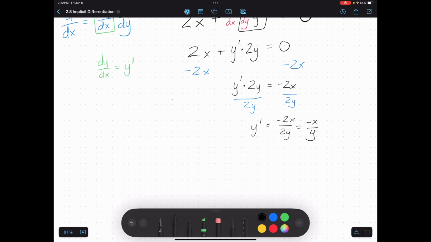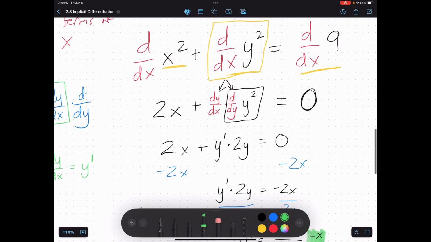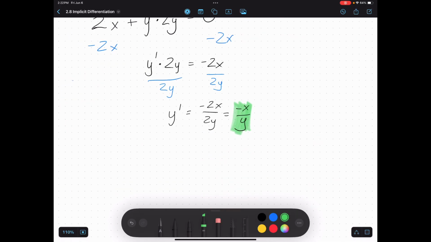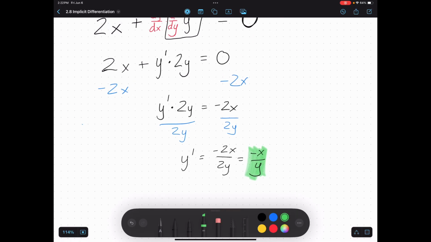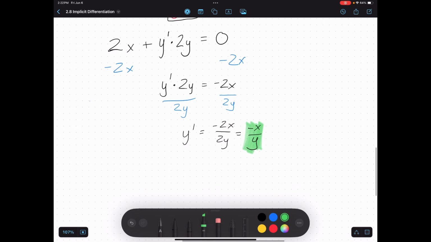And I want to point out something here. You'll notice that this derivative is in terms of both x and y. And that's normal for implicit differentiation because we started with a function that was in terms of both x and y. But that's my derivative. That does mean, though, that when we use implicit differentiation and then we look at a specific point, we will need both the x and the y value for that specific point.